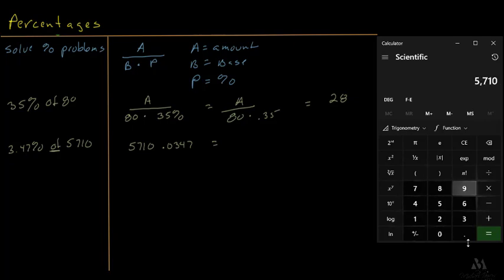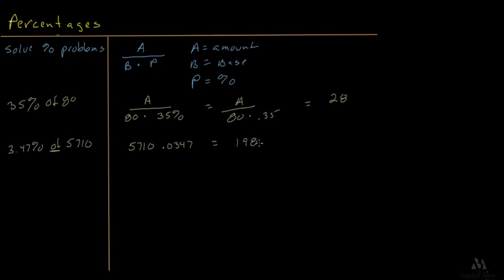5,710 times 0.0347 equals 198.137. I've only got 4 significant figures at the most, and so I'm going to change that to 198.1.